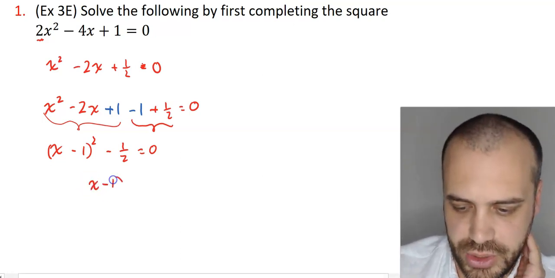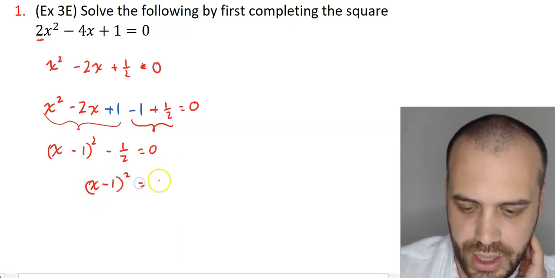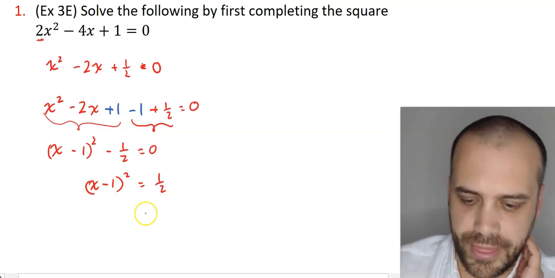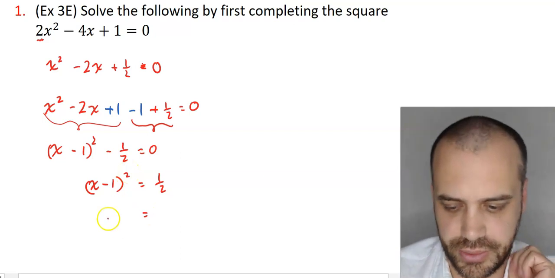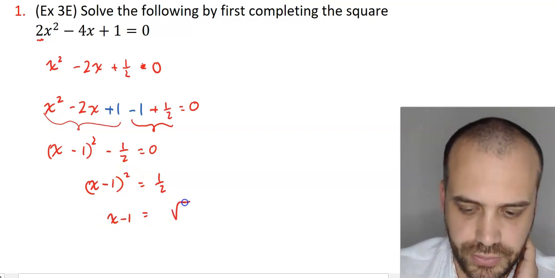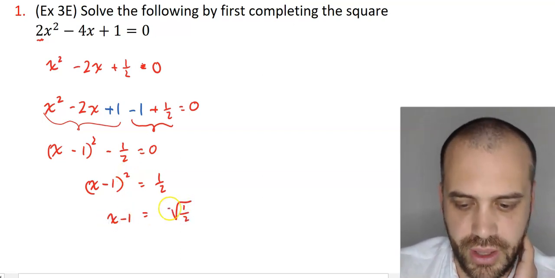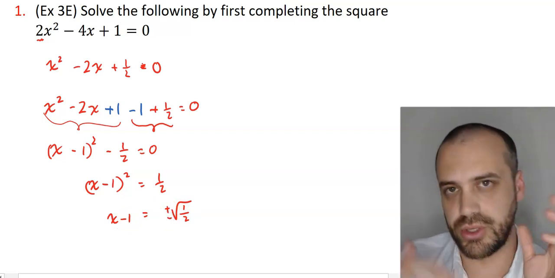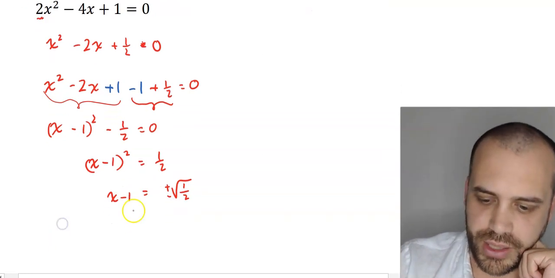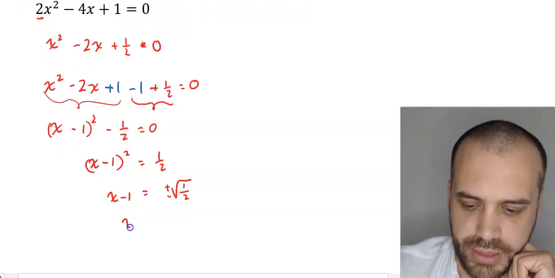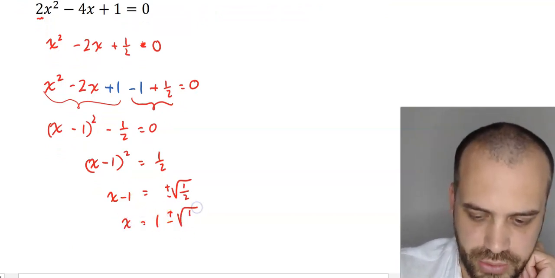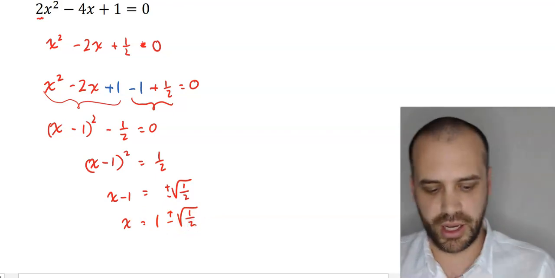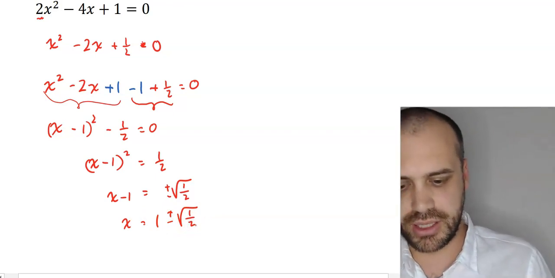So x minus 1 squared equals 1/2. I can get rid of this square here by taking the square root of both sides. That's x minus 1, the square root of 1/2, plus or minus when you do a square root. And then we have with this minus 1 here, which becomes x equals 1 plus or minus the square root of 1/2. That's pretty decent.